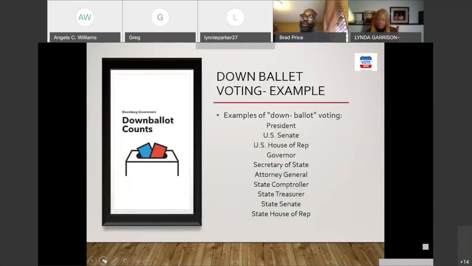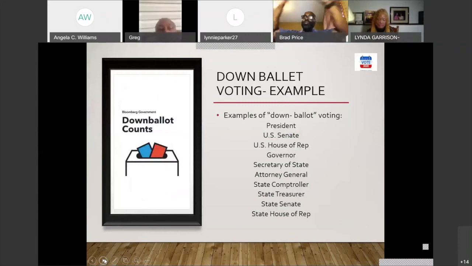So down ballot voting, what is it? Down ballot voting is voting in every political race on the ballot. So you have your headliner, you have your president as the headliner. Down ballot voting is just participating in those contests that happen below the headliner. So simply voting in a political contest that appears below the presidential candidates on the ballot.